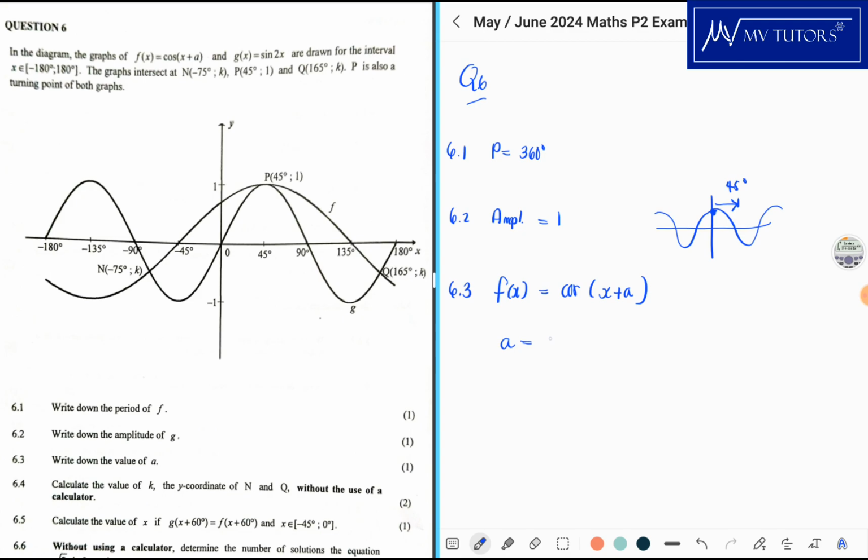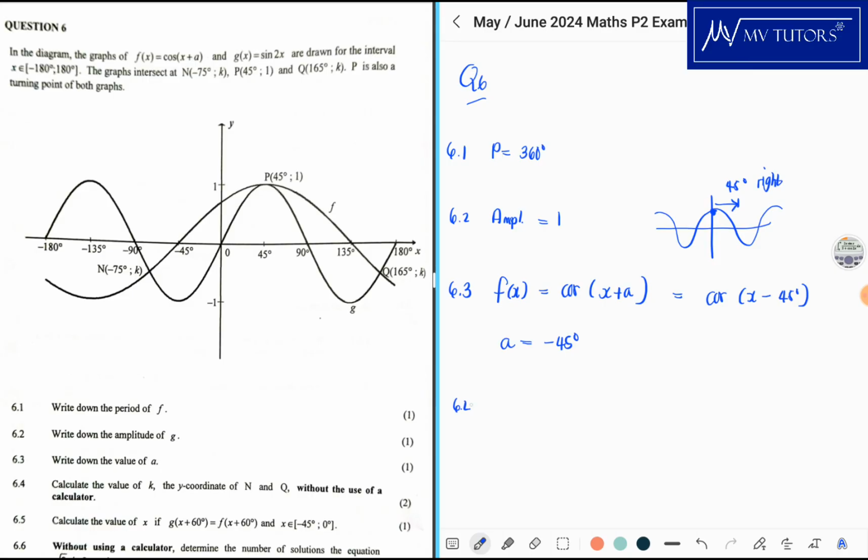Okay, so A is basically, how do we write it? Because if it's a shift to the right, we're going to put there minus. So we know that A is 45 degrees, right? But because it's shifted to the right, it has to be cos x minus 45 degrees. If it's shifted to the left, it would be plus 45 degrees. So now we have cos x plus A. So A has to then be negative 45 because it's shifting to the right. I hope you understand that.